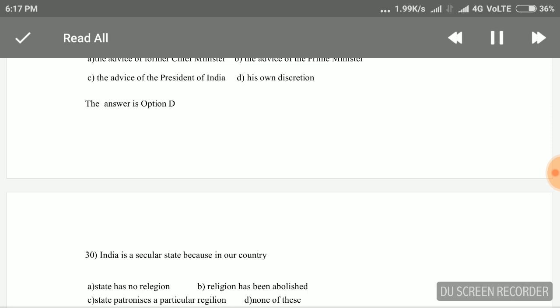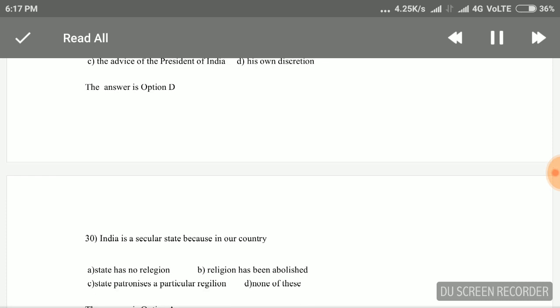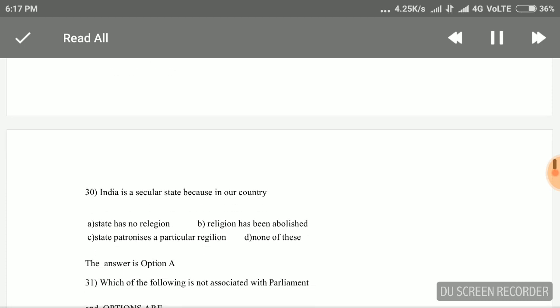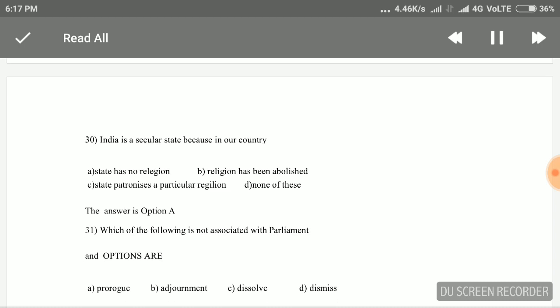30. India is a secular state because in our country its state has no religion. B. Religion has been abolished. C. State patronizes a particular religion. D. None of these. The answer is option A.